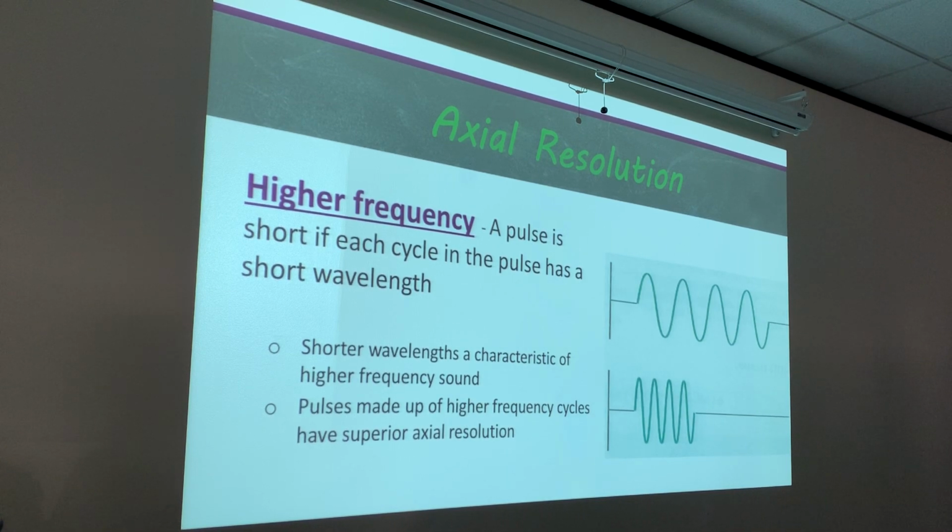Pulses made up of higher frequency cycles have superior or better axial resolution. We love those for our ultrasonic images. All right? I'm taking my time. I feel like I'm still going through this really fast.